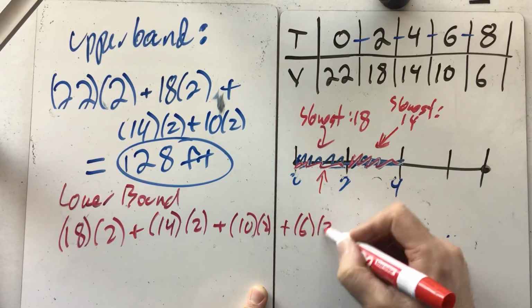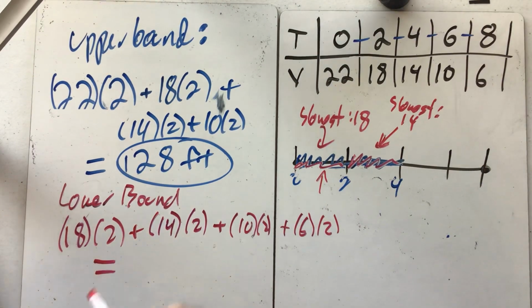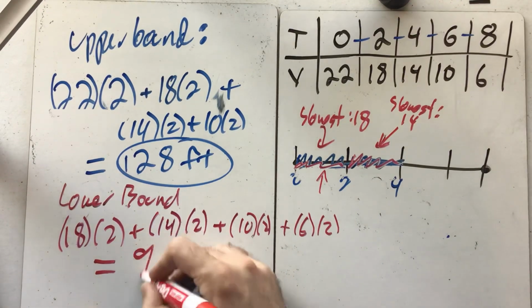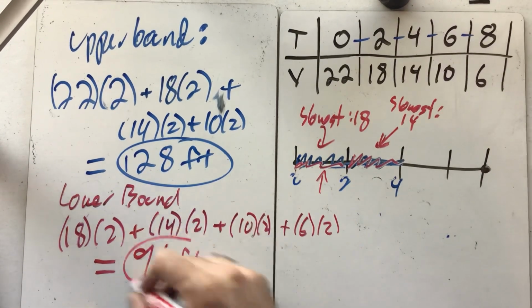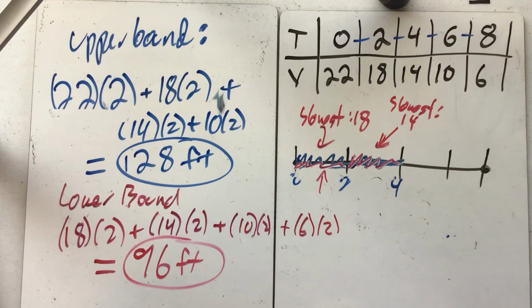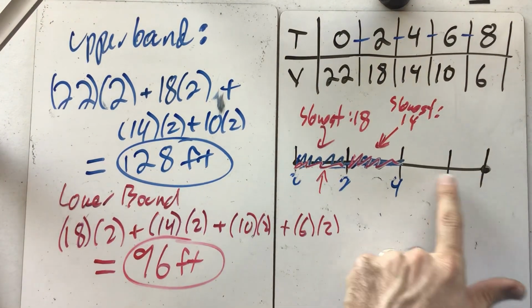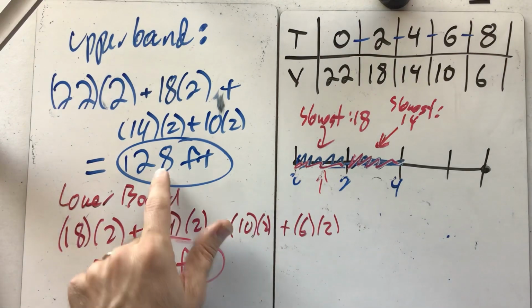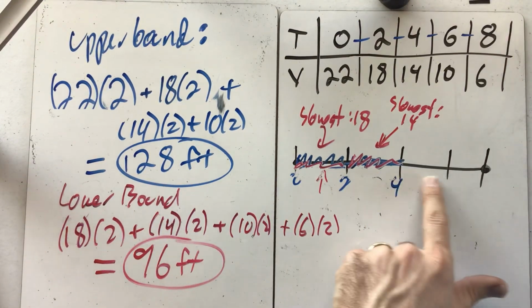And so now we put all those together, and that gives us our lower bound, 18 plus 14 plus 10 plus 6, each of those times 2, and we get 96 feet. So what do I know about this car? I know this car went somewhere between, it went at least 96 feet because that used the smallest speed in each interval, and it went at most 128 feet because that used the largest speed in each interval.